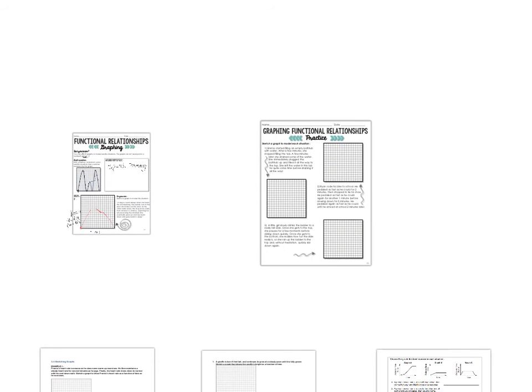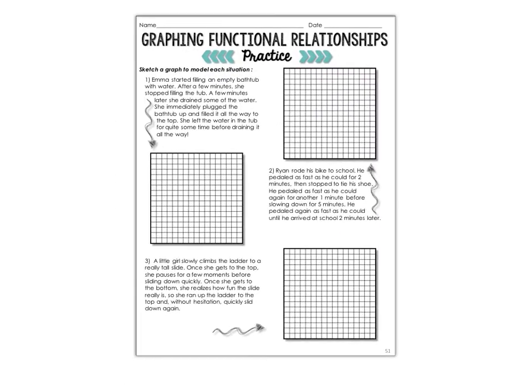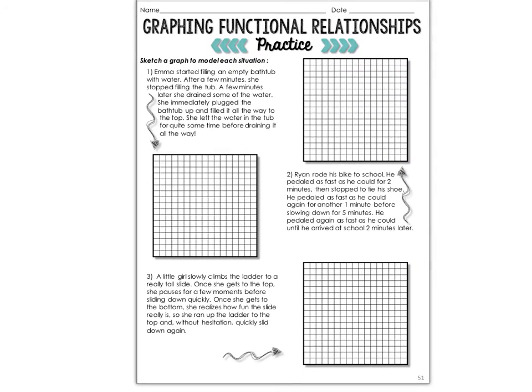There we go. Next page, graphing functional relationships. Once again, same type of information. Emma started filling an empty bathtub with water. After a few minutes, she stopped filling the tub. A few minutes later, she drained some water out of the tub. She immediately plugged the bathtub up and filled it all the way to the top. She left the water in the tub for quite some time before draining it all the way.